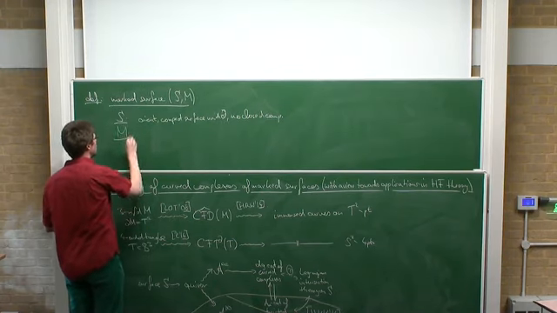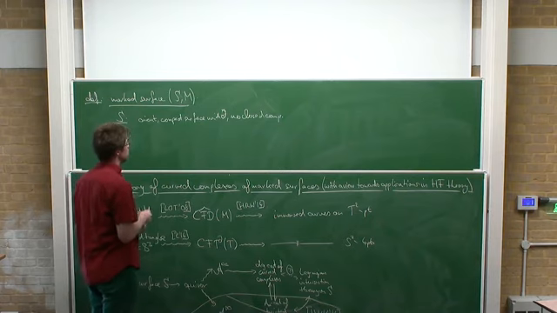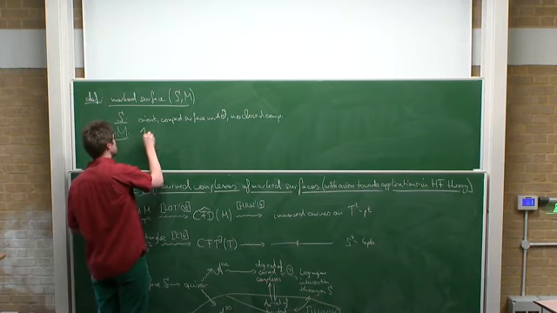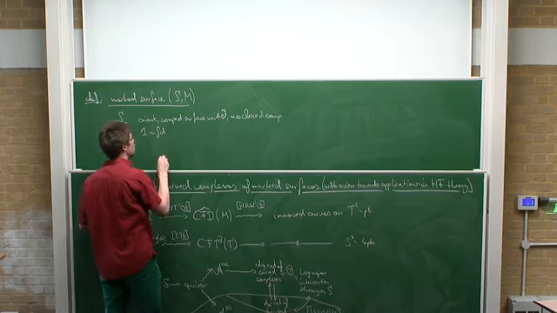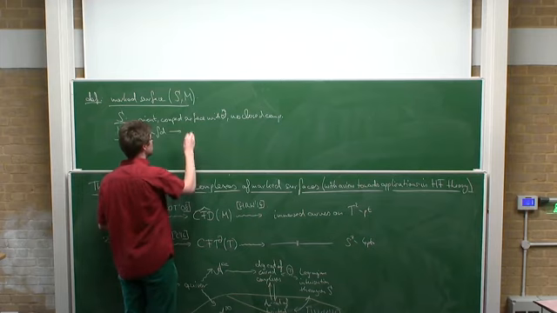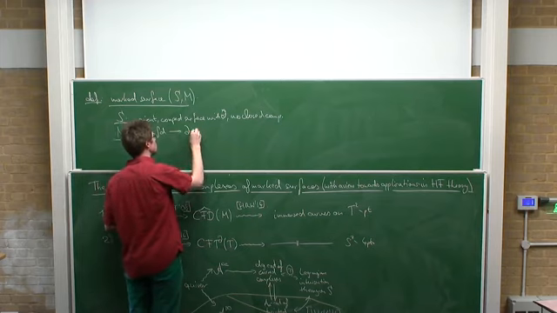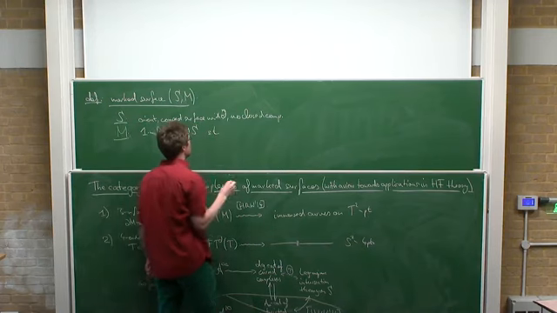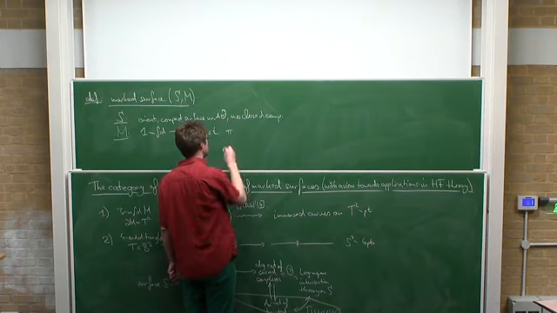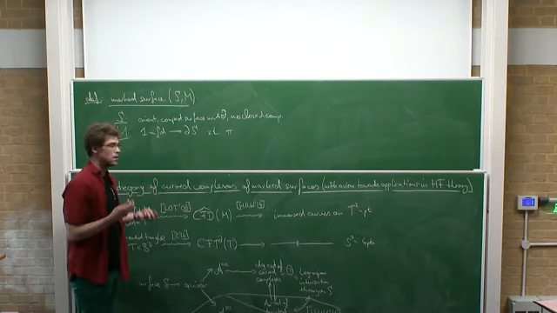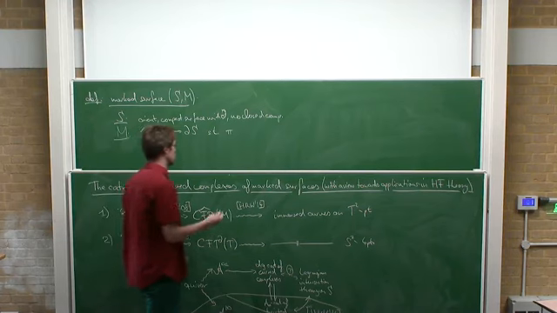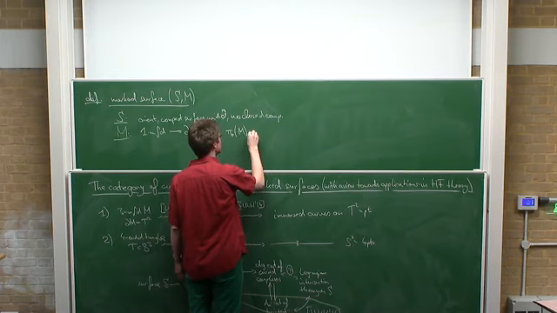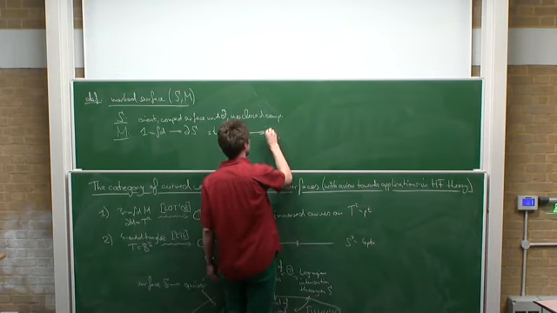M is a marking on the boundary of that surface. So M is an embedding. It's a one-manifold that sits on the boundary of S, such that every component of the boundary has some marking on it.